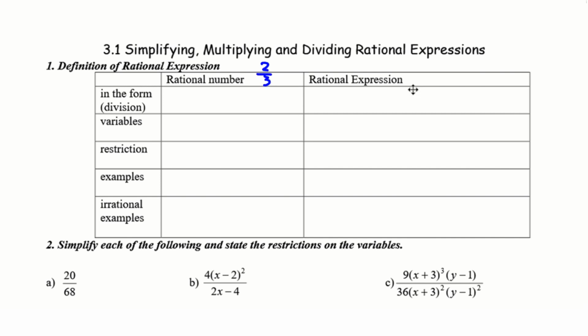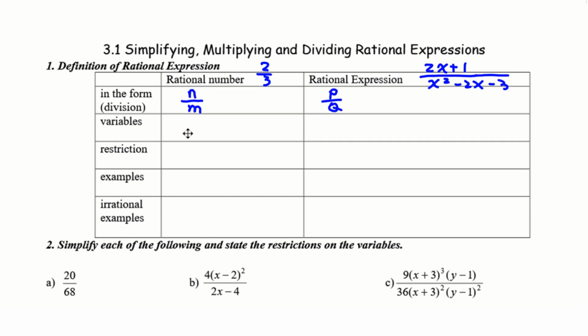And rational expressions mean two polynomials divided. So it could be 2x plus 1, two terms, divided by x squared minus 2x minus 3. Two polynomials divided, we call it a rational expression. The similarity between these two is in the form of division. We could write number n divided by number m for rational numbers, and for rational expressions we could write expression p divided by expression q.